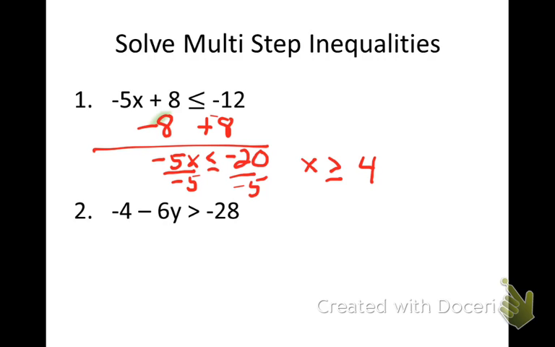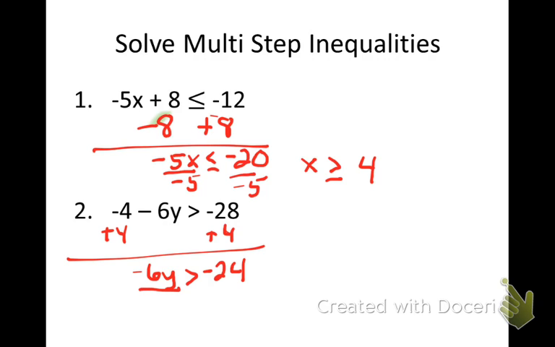In this problem, I want to get my y by itself, so I have to get rid of the negative 4, so I would need to add 4 to both sides. Those are gone, leaving me negative 6y, so don't lose that negative sign, is greater than. Here the signs are different, so you subtract and keep the sign of the bigger number.